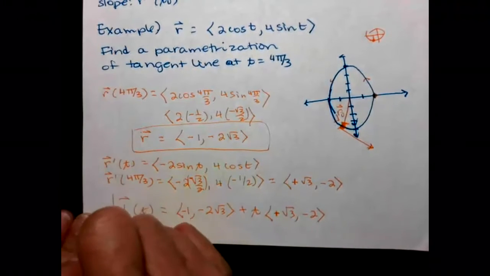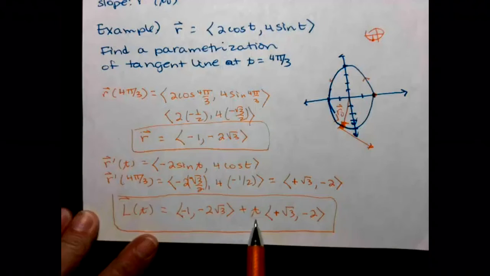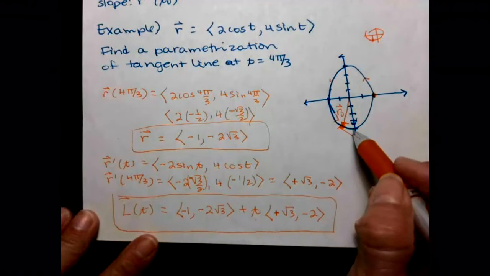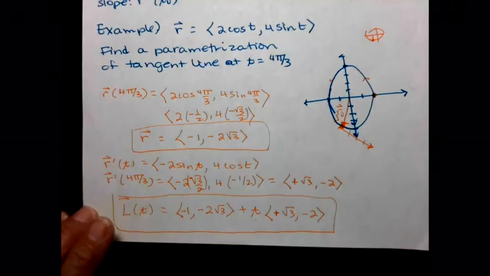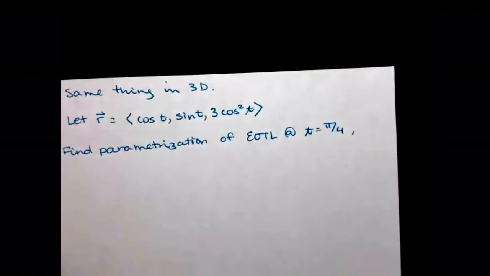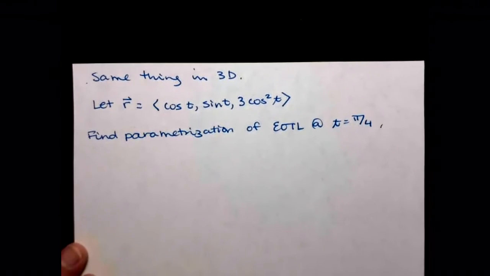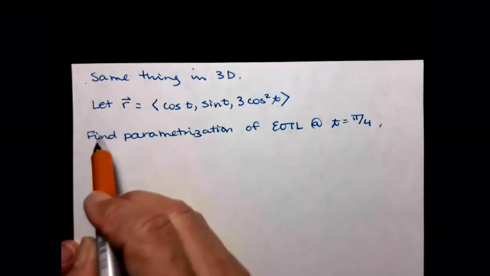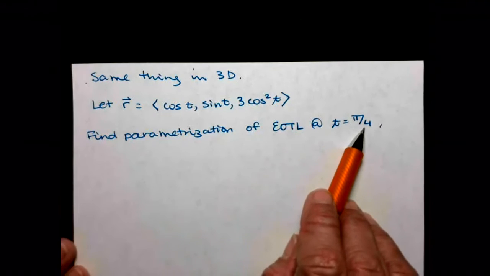Okay, so here's the equation of that tangent line, right? And you could plug in different values of t to come up with different points along that tangent line. Okay, let's do one more, and let's do it in 3D. I will not try to graph it, but I have it graphed on the computer, so I might let you see that if I can figure out how to do it. Okay, so find the parameterization of a tangent line at pi fourths.